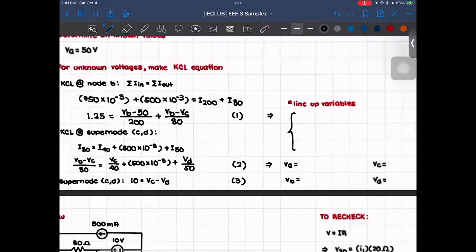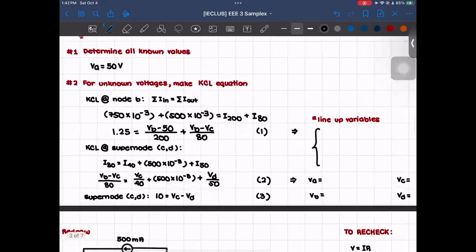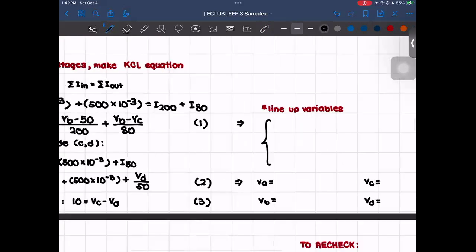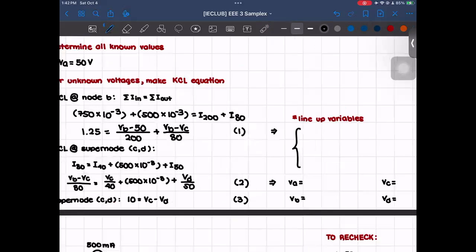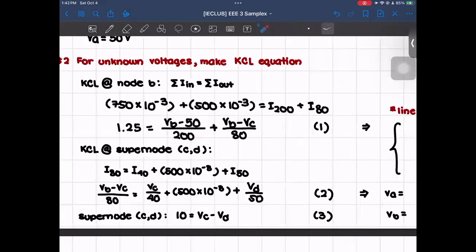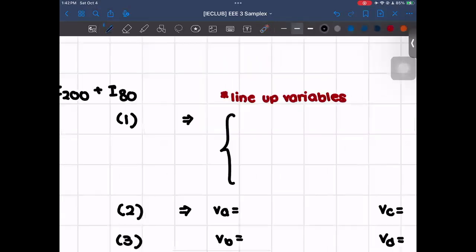So if we were to put them all together, what we could do is first line up all of the similar variables. Our variables should be VB, VC, and VD. So what we could do there is separate, for example, VB minus 50 over 200. That's just going to be equal to VB over 200 minus 50 over 200. So what ends up happening is we isolate the constant. So that will be equal to VB over 200, which is 1 over 200 times VB.